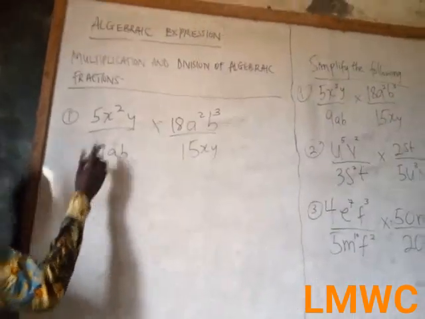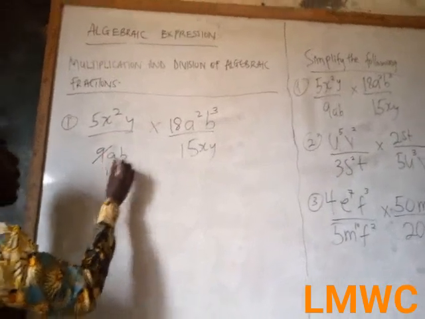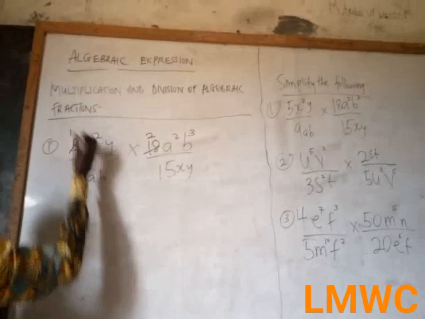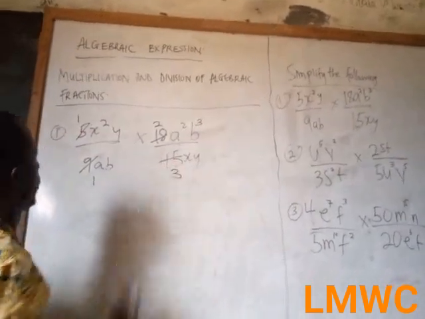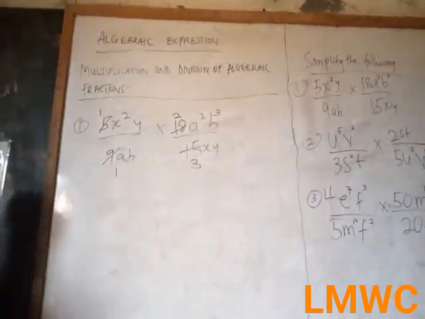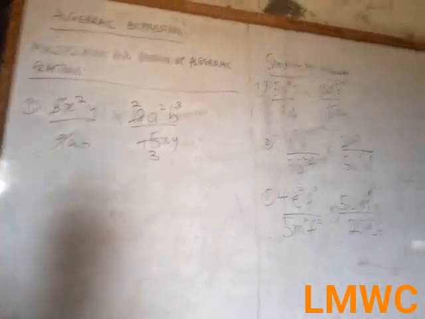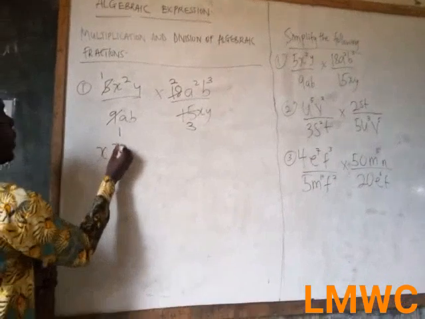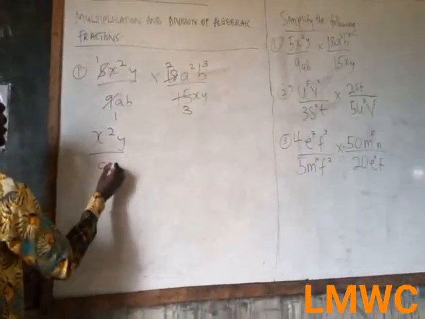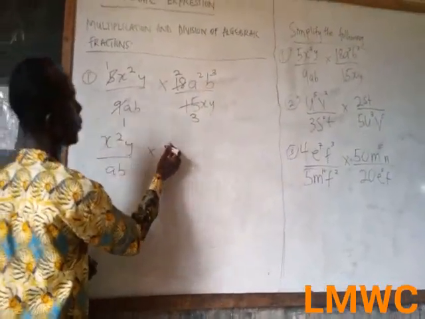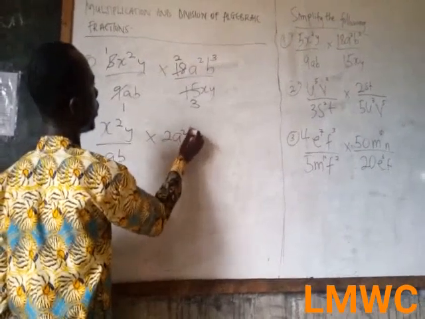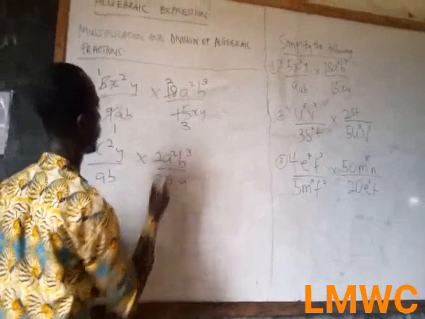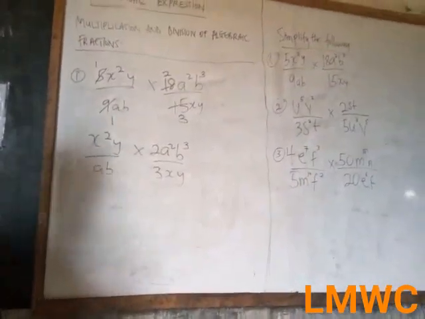So question 1. We know 9 goes here 1, 9 goes here 2, 5 goes here 1, 5 goes here 3. You see, I've used common factors to divide. So we have x squared y over ab times 2a squared b cubed over 3xy. We have something like this now.